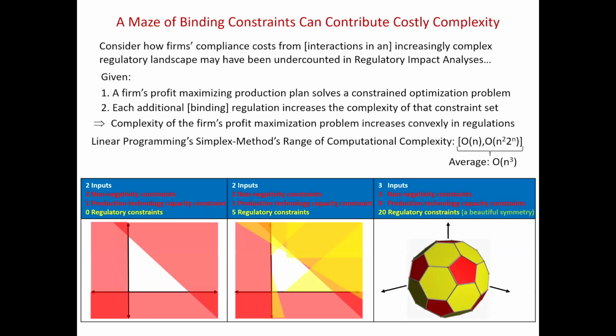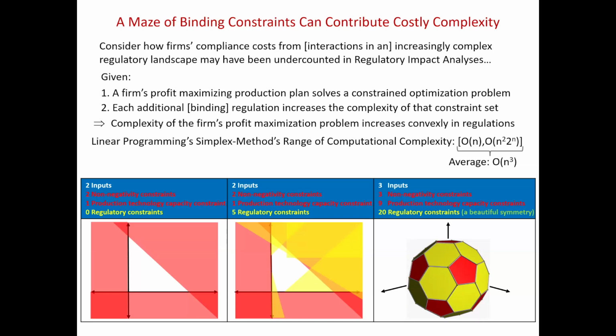And then if you think about them as a binding constraint, we can think of the firm's problem as a constrained optimization. So down here in the bottom left, I've got a picture where you've got two non-negativity constraints and a production technology capacity constraint. And then in the bottom middle, if I just throw a whole bunch of regulatory constraints on there as well, constraining how I can combine two different inputs to make outputs, you can see it starts to form a really awkward shape that you would have to optimize to search in.